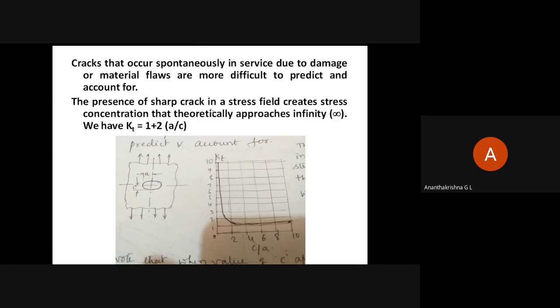Next, the presence of a sharp crack in a stress field creates stress concentration. This is what we learned in Design of Machine Elements 1. Stress concentration factor is equal to sigma max divided by sigma nominal, that is, maximum stress by nominal stress. It is a factor greater than 1. When you multiply it by sigma nominal, you get the maximum stress. So the presence of a sharp crack in a stress field creates concentration of stress.